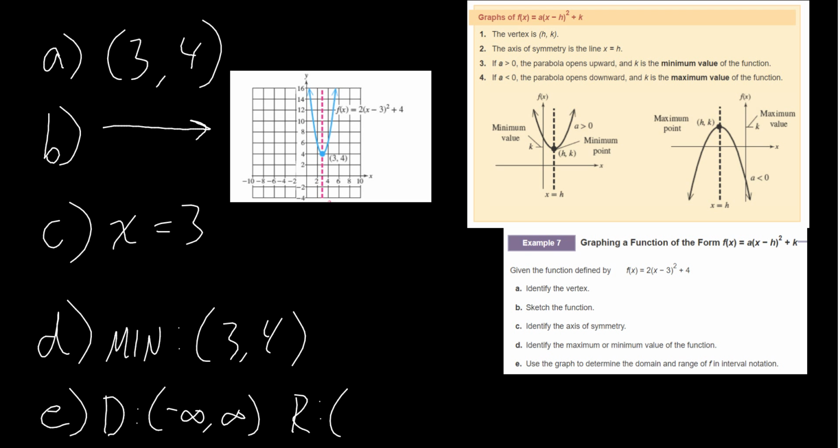We're just going to look at the graph, and the range looks like it's going from right here at 4 on the y-axis all the way up to infinity. So my range is going to be 4 to infinity. And since we're including the number 4, we're going to put a bracket. So 4 to infinity. Well, there we go. And that was pretty simple, right?